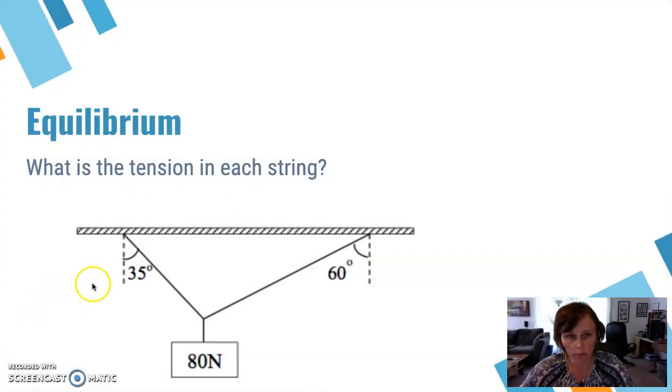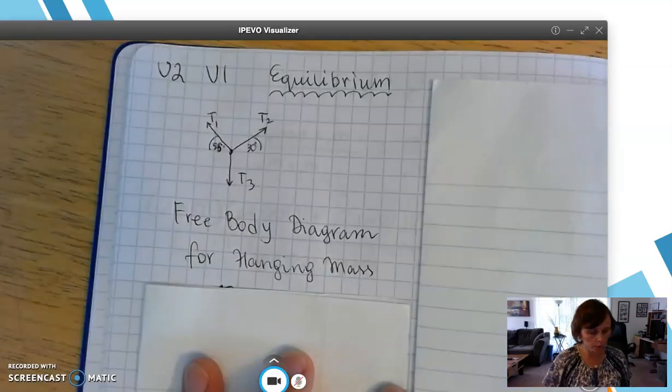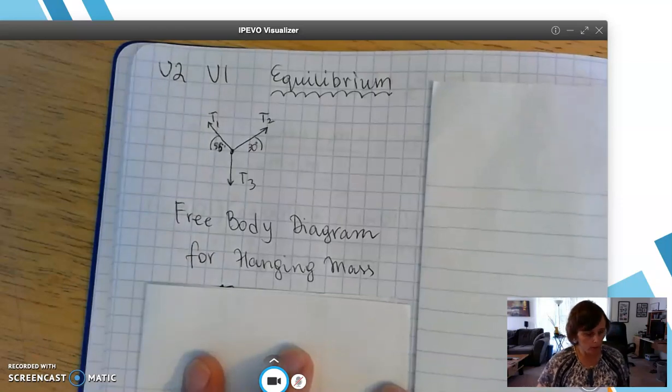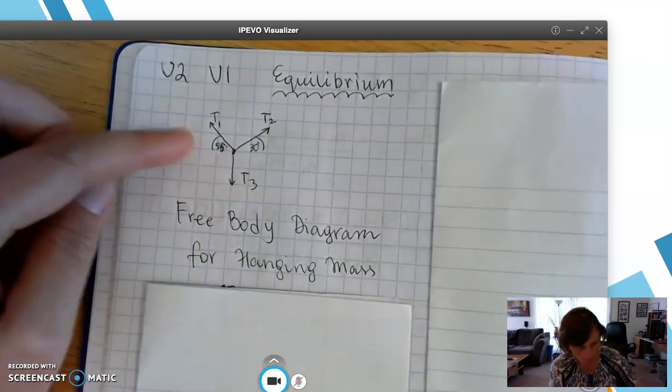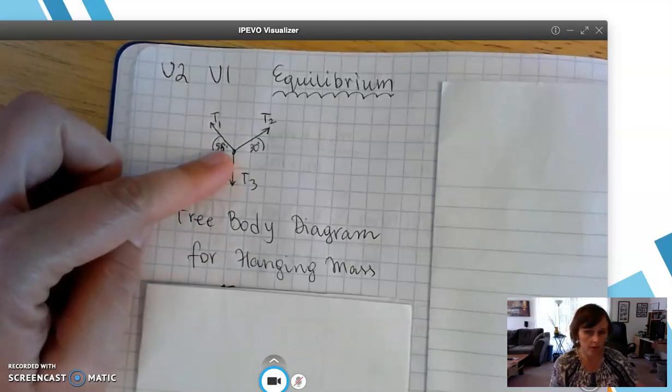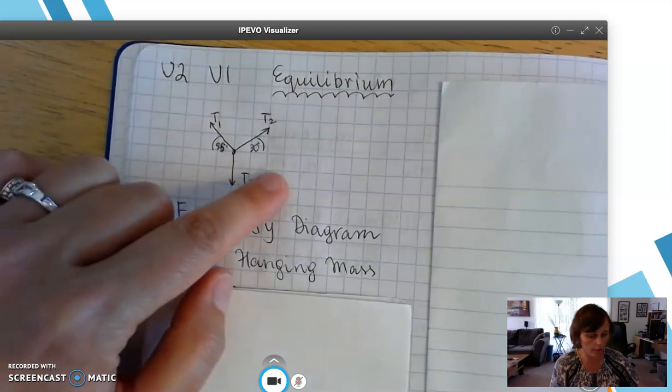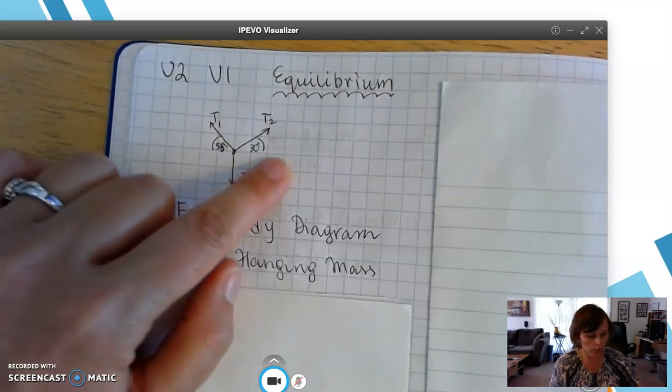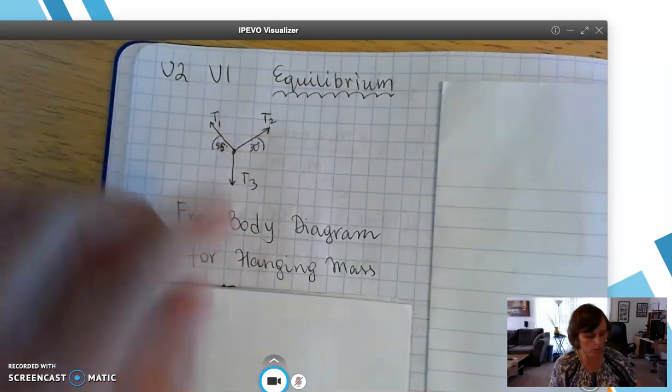Let's look at this problem. What is the tension in each string? We have a weight of 80 newtons hanging on the string here, which is then divided into the 2 strings at these 2 angles given. So I redrew this problem in a different way. I changed the angles, I just recalculated. Now it's 55 degrees relative to the horizontal line and 30 degrees for the second tension, for the second rope.